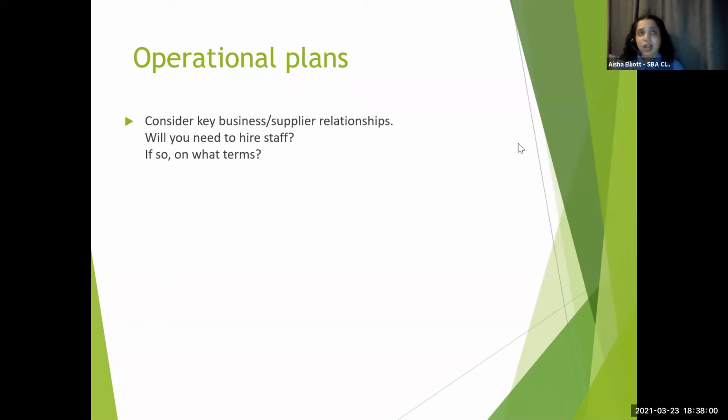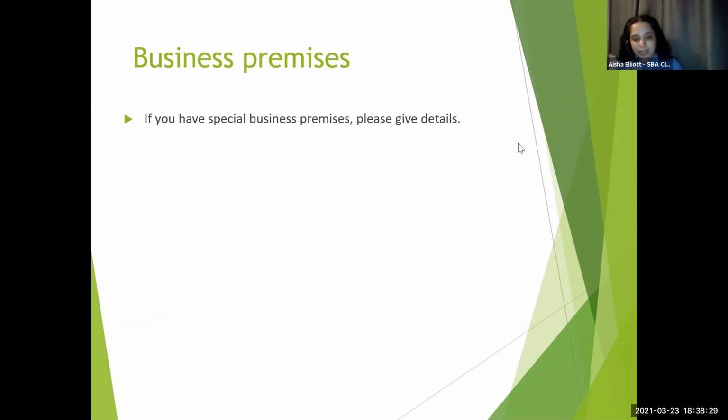Have a think about things like staff. So these are other relationships that are not relating to the customer. Do you intend to hire any staff? Do you already have staff? How many hours will they work? And how much are you able to pay them? These are things that are all worth thinking about so that you can plan for them as you move forward in the future. And your business premises.